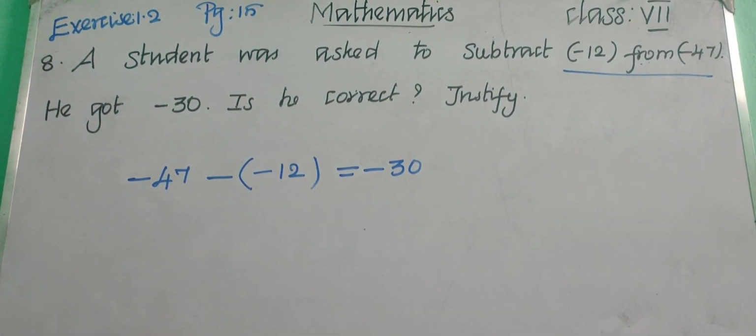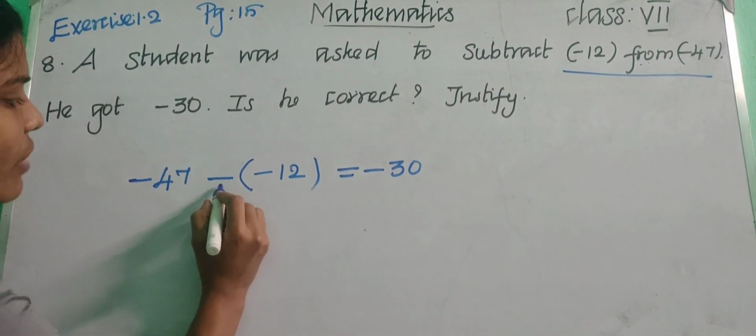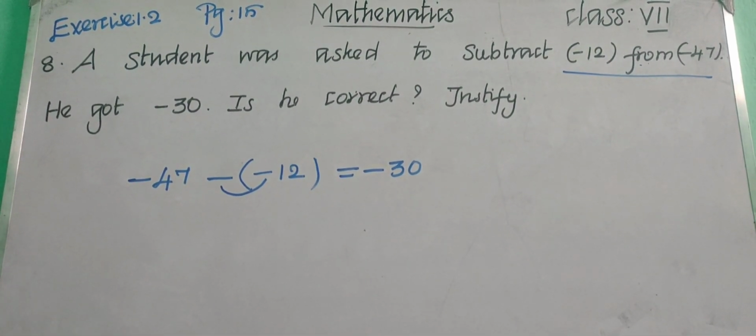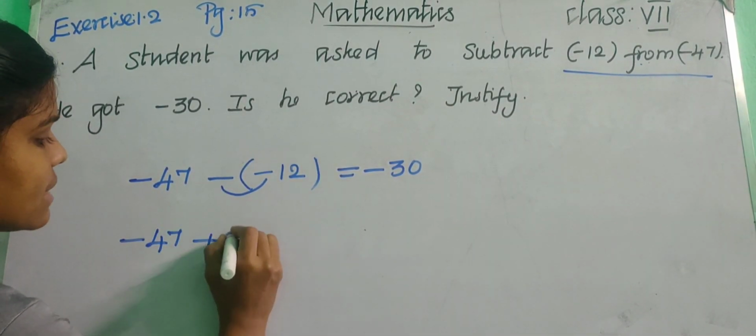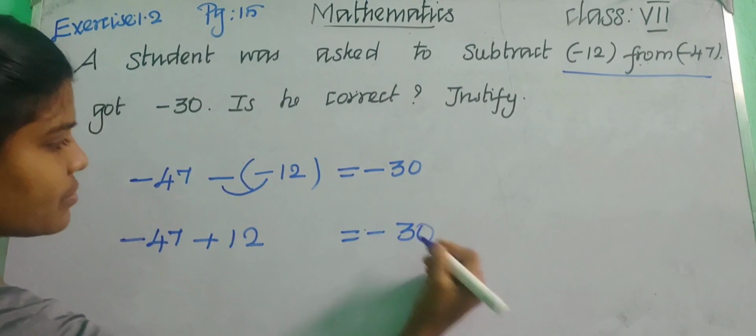So we need to check is it correct or not. Okay, if it is not correct, just justify that. Okay children, so let us see. How will you solve this? First of all, here we are having same sign, right? So same sign means what we need to do? Minus into minus plus. Okay, so simply we can write minus 47 plus 12. Just put the same answer, minus 30.